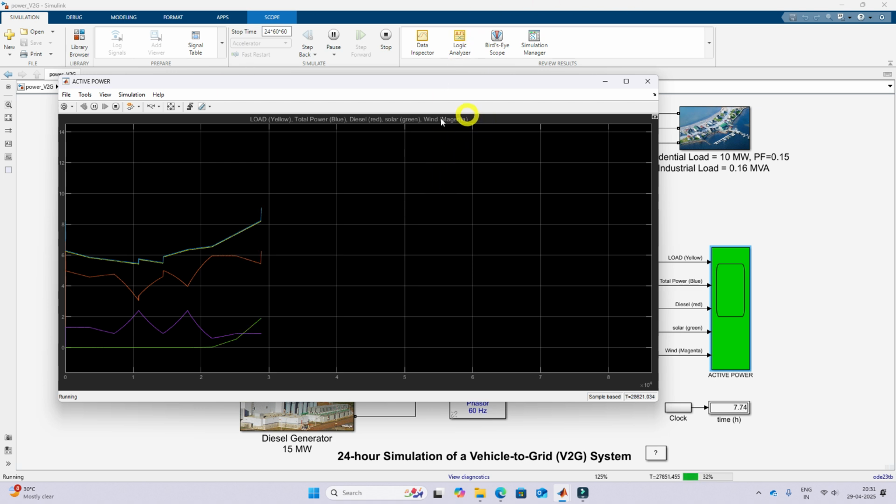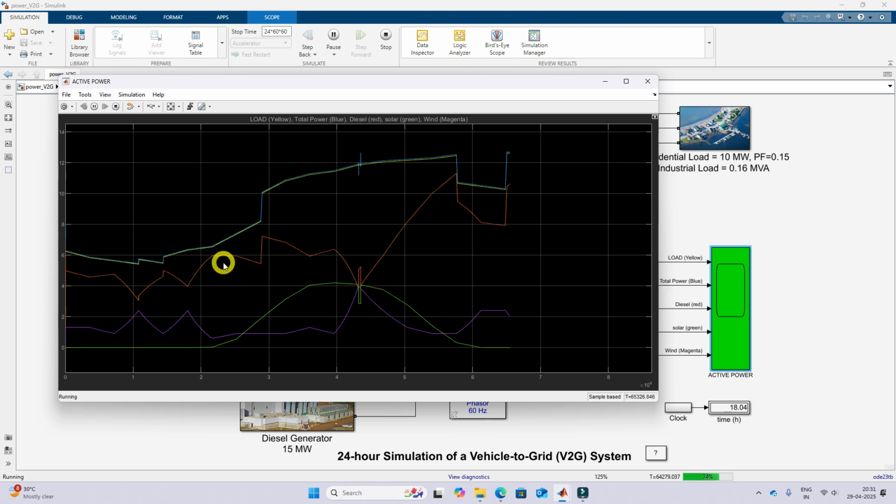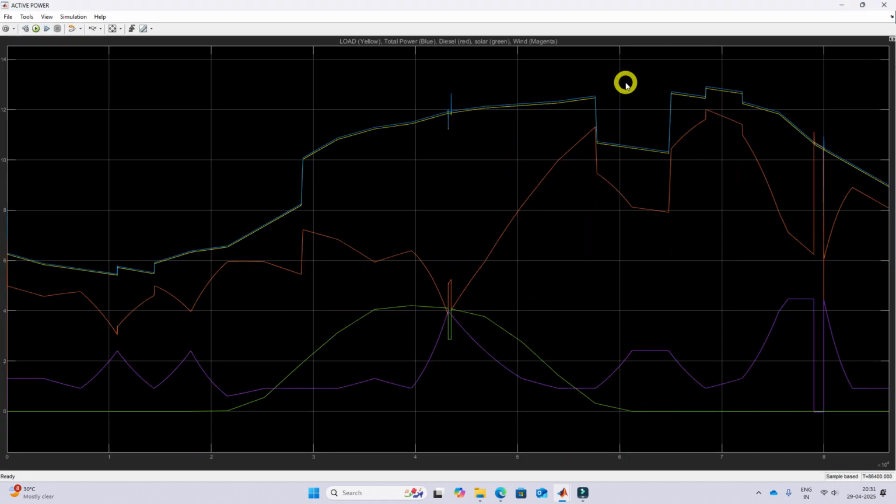So here you see that the blue color line is total power generation, and that yellow line is nothing but the load profile. And here you see that red one is diesel power generation, green is PV power generation, and this magenta color is the wind power generation. So you will see that variation. The total power generation is higher than that load profile.